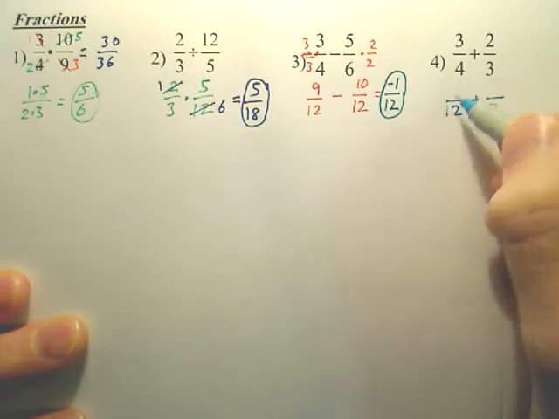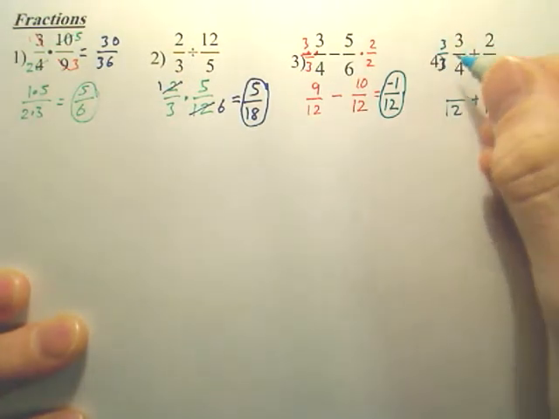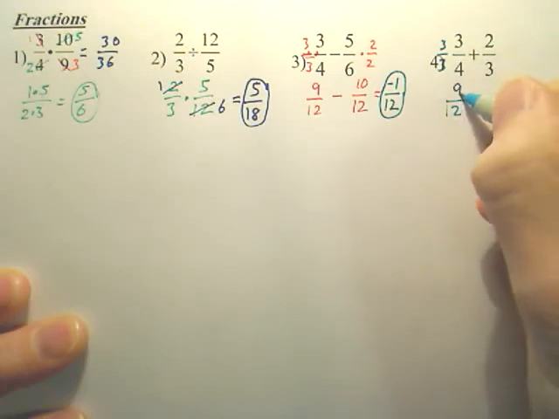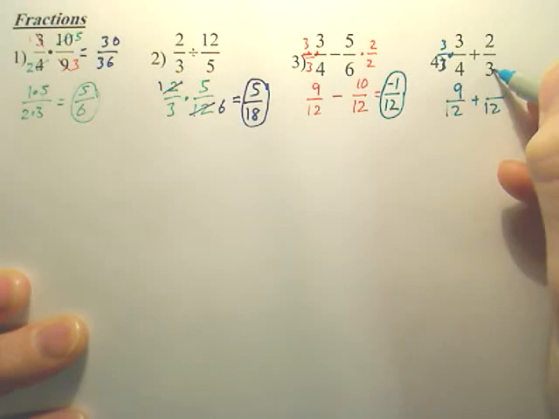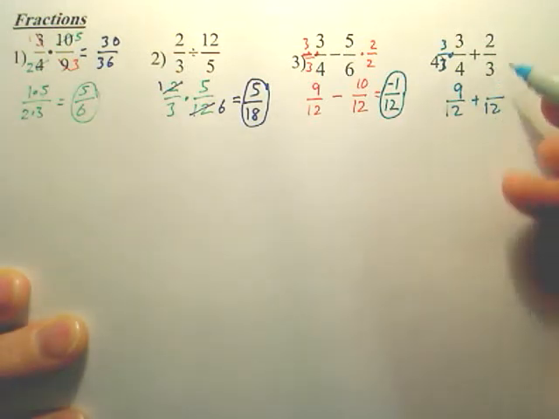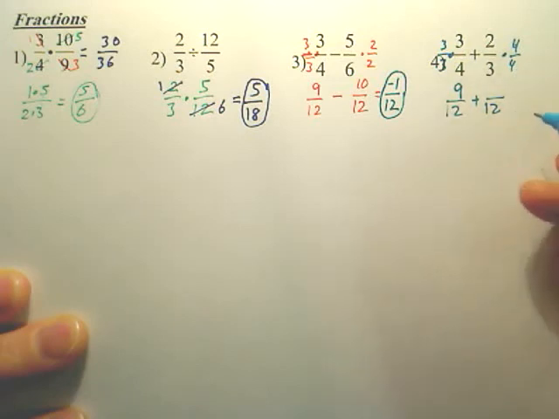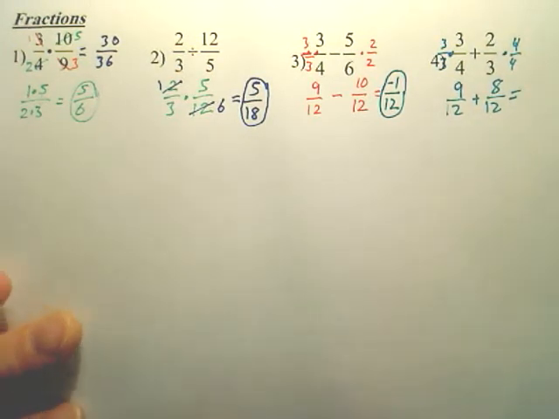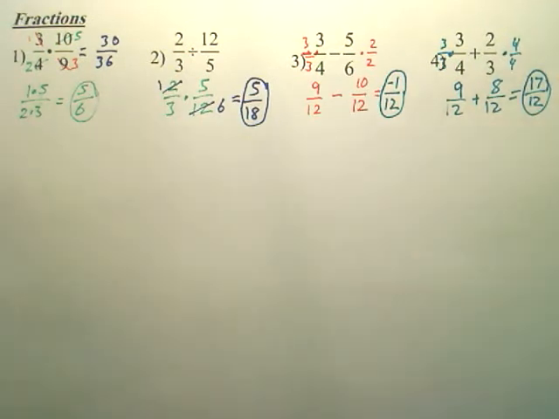What are you going to multiply this 4 by to get a 12? 3. So top and bottom by 3. That would be 9. What are you going to multiply 3 by to get 12? 4. So top and bottom by 4. 2 times 4 is 8. My answer, when I add the tops, is 17 over 12. That is a good enough answer.